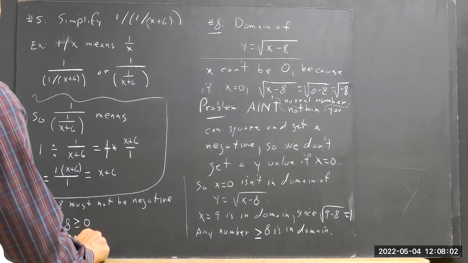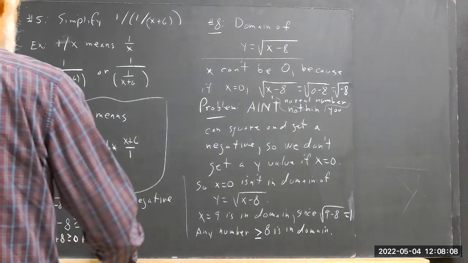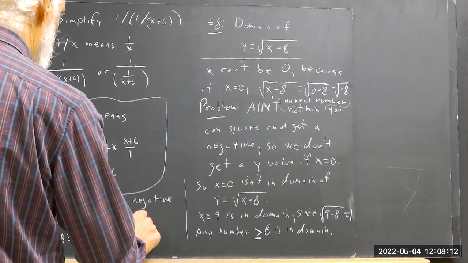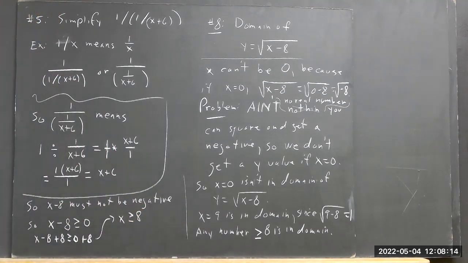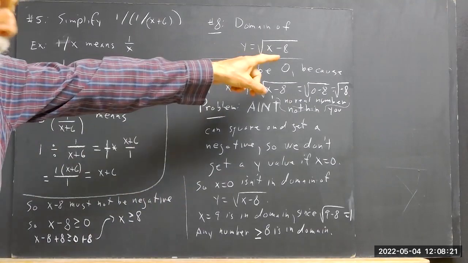We add 8 to both sides, right? And that tells us that x is greater or equal to 8. Now, we could have figured that out without going to a lot of trouble, but it's a more complicated expression in there.